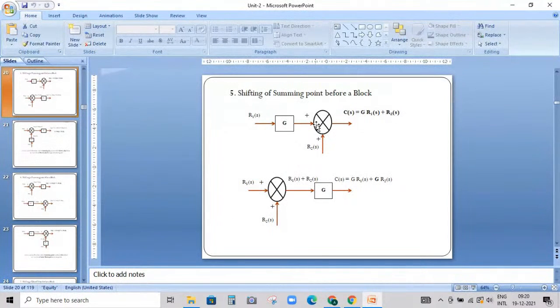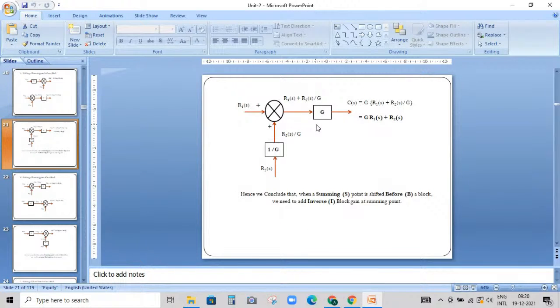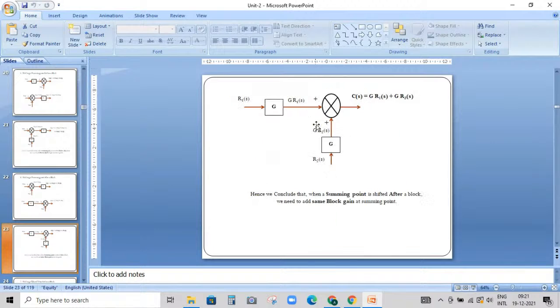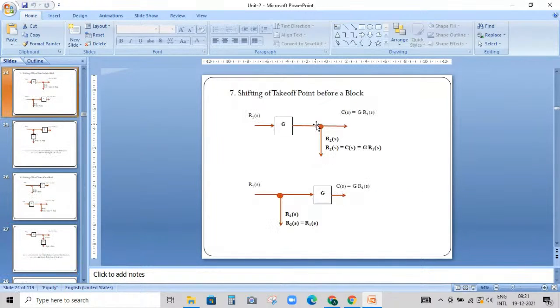And then rule number 5, 6, 7, 8 deals with the concept of shifting a summing point before a block. And we conclude that whenever we shift a summing point before a block, we need to add inverse block gain. Then shifting a summing point after a block, and we conclude that whenever we shift a summing point after a block, we need to add same block gain.